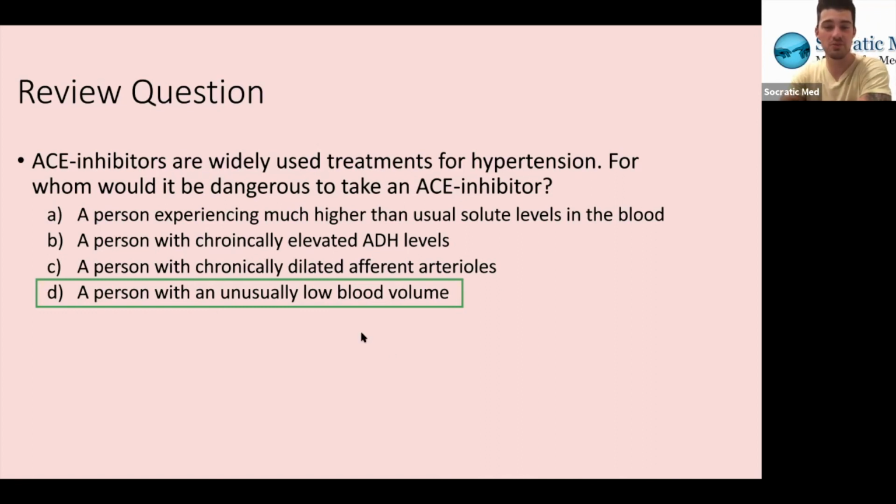The only one that's pretty clear cut why it should not, the person who should not take an ACE inhibitor, would be someone with an unusually low blood volume. So say they lost blood for some reason, or they don't have enough water in their blood, they would be considered hypotensive because their blood pressure is below the acceptable amount. So if you gave a person like that an ACE inhibitor, then their blood pressure is going to drop even lower, and then they'll probably enter shock or some sort of state like that, and it could be potentially fatal.